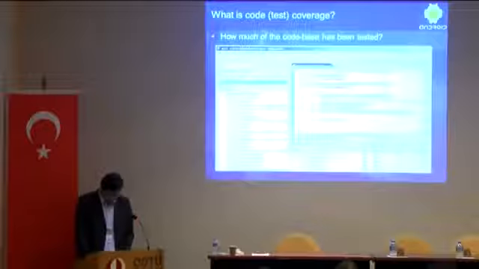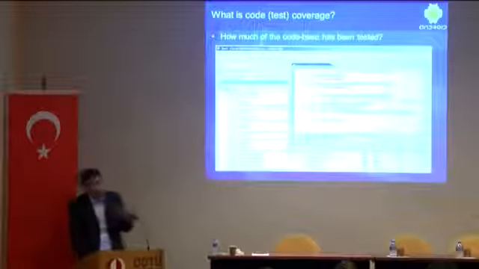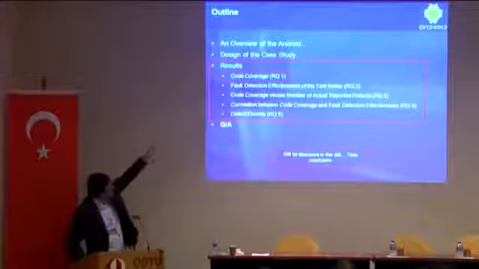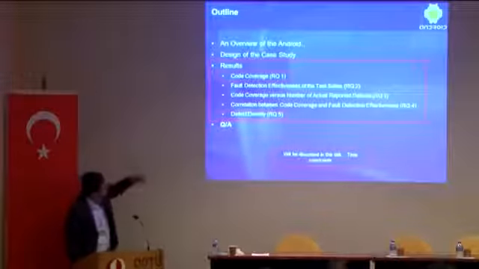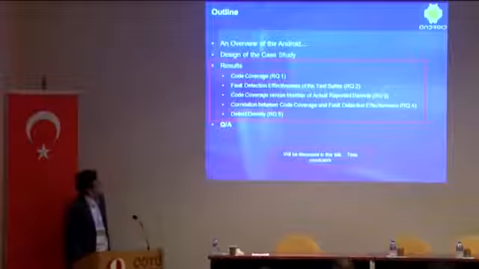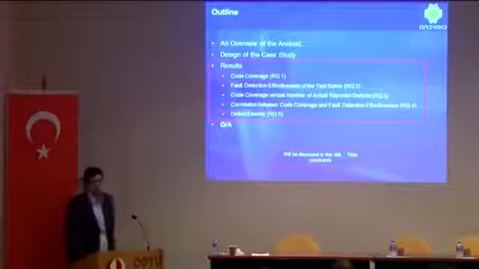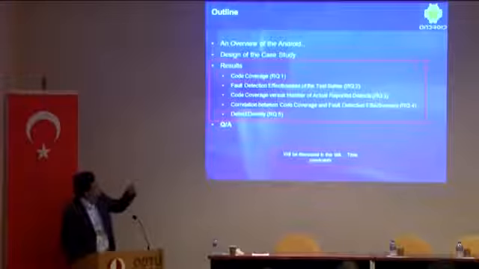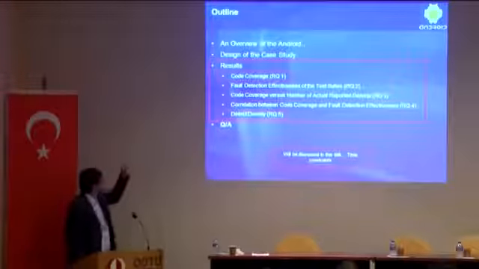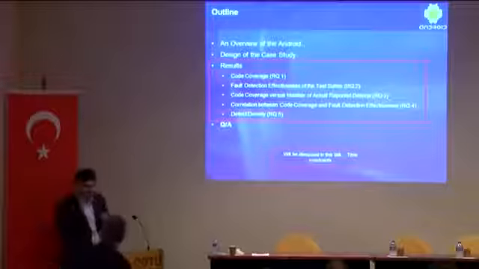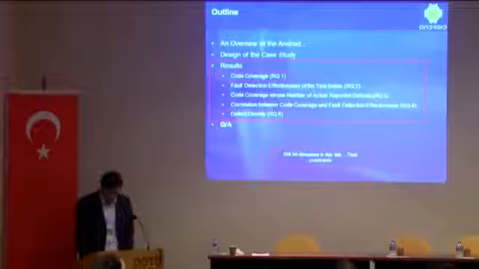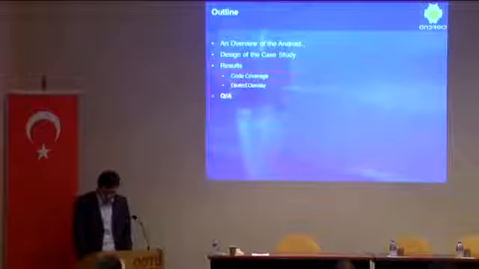All right. So we tried to measure this for Android again. We measured these five things: coverage, fault detection effectiveness, coverage versus the number of actual reported bugs in the bug repository of Android, and the correlation between them. Because of the time limitations, 2 minutes, we'll look at for now the research questions for numbers 1 and 5.